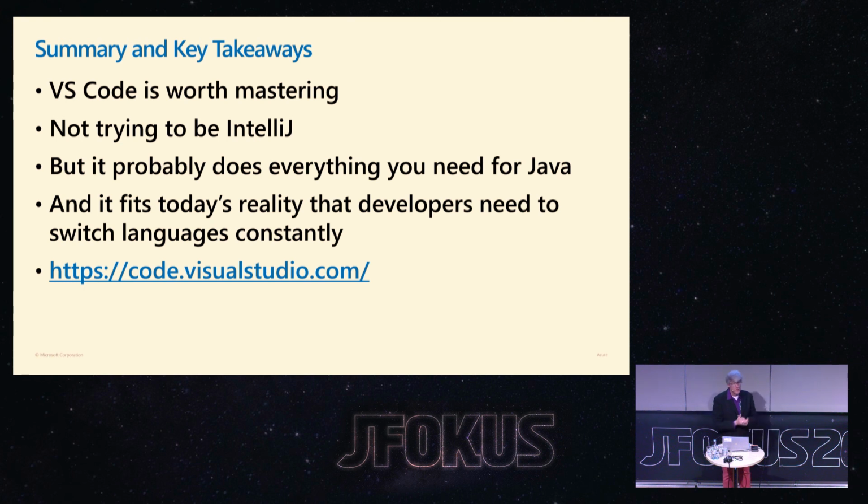And I will say VS Code is worth mastering. It's not trying to be IntelliJ, but it probably does everything you need for Java. And it really fits with today's reality that developers need to switch languages constantly. So it comes built in with support for JavaScript and TypeScript, and Java is an extension. So that's the roots of VS Code. It started out as a JavaScript IDE, but it also has great support for Python, Ruby, Go. It's really the best Go developer environment I've ever encountered.